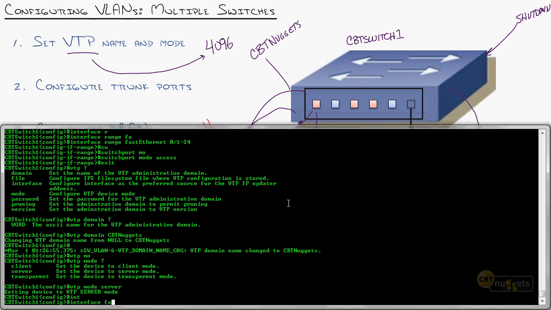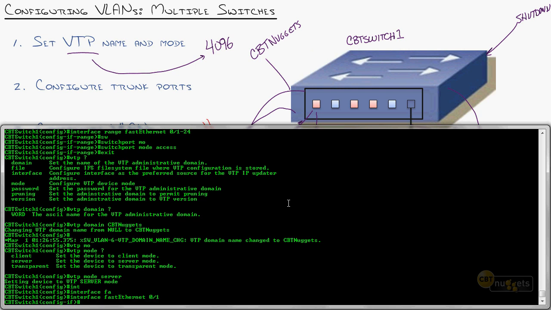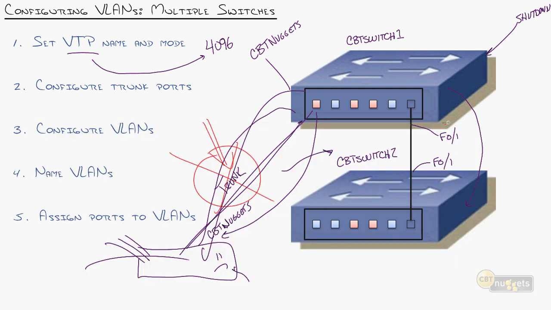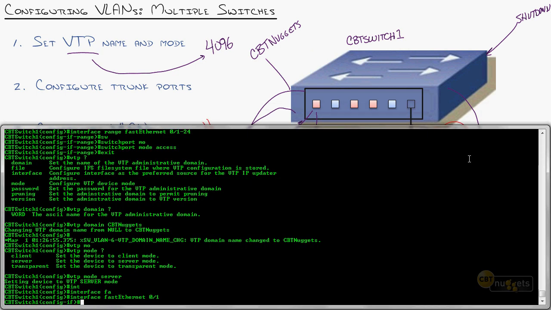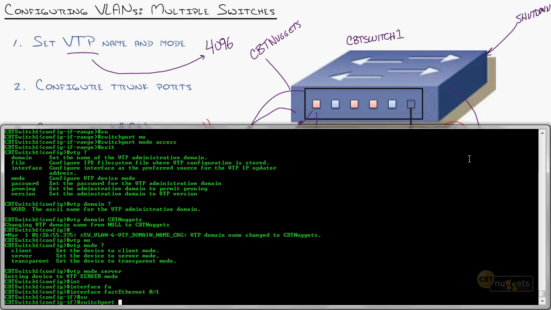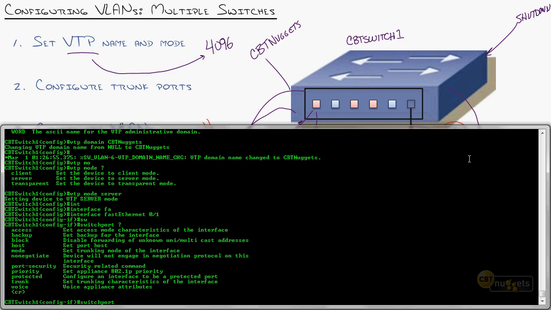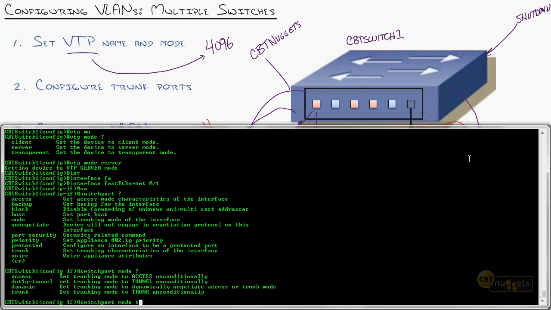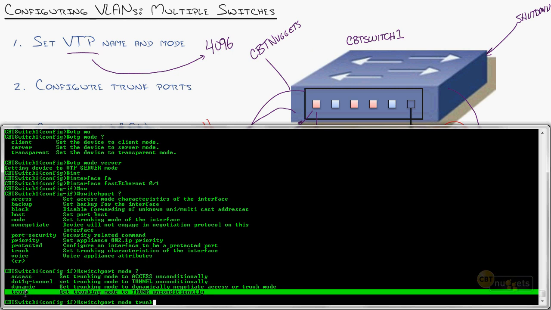Now step 2, I'm going to configure my trunk ports. My trunk is on interface FastEthernet 0/1. Remember, that is what is connected right here to the other side. So I'm on CBT switch 1. I'm going to do switchport, well, the actual command is switchport mode trunk. Remember, these are the three major modes: access, dynamic, trunk. We always want to use either access or trunk. Don't even worry about dynamic. That's way down the road. Access and trunk are the two that we use.